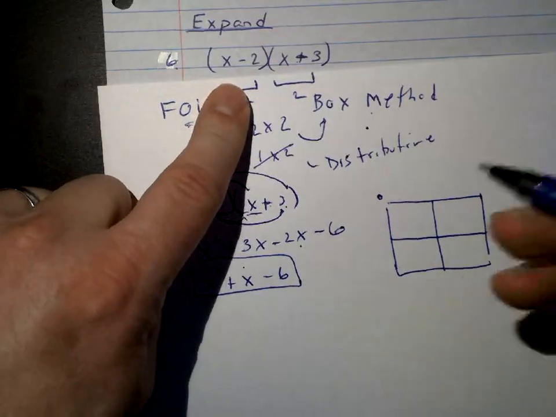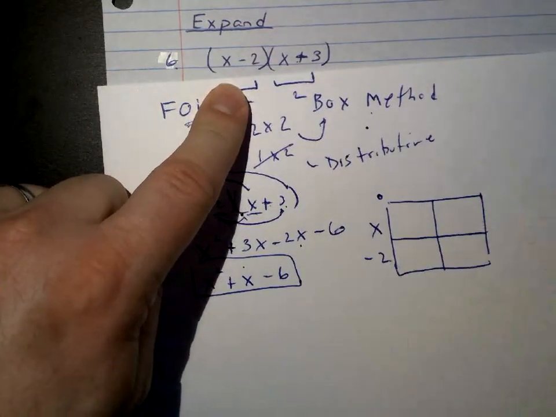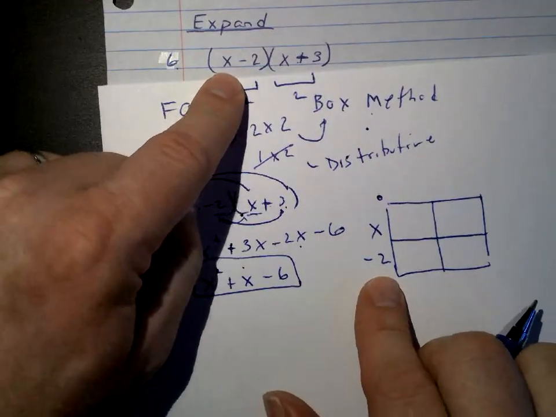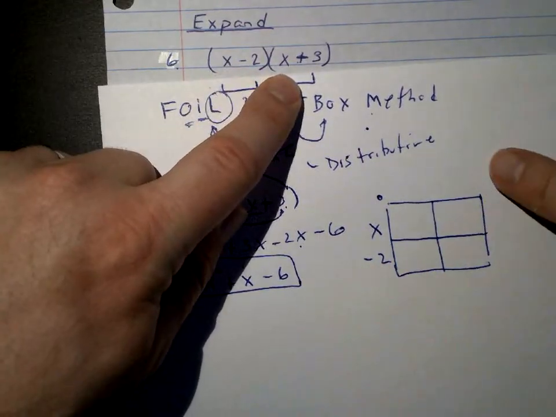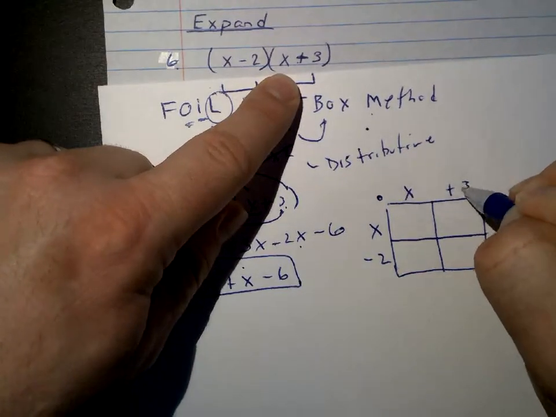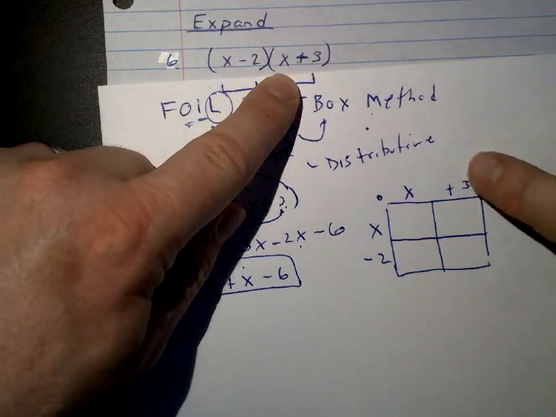Now I'm going to take this side and I'm going to go ahead and put it like this. You see how I did that with the x and the -2? And then I'm going to take this one, I'm going to go up here. And then I'm going to go x plus 3. Okay? So you see how I did that?